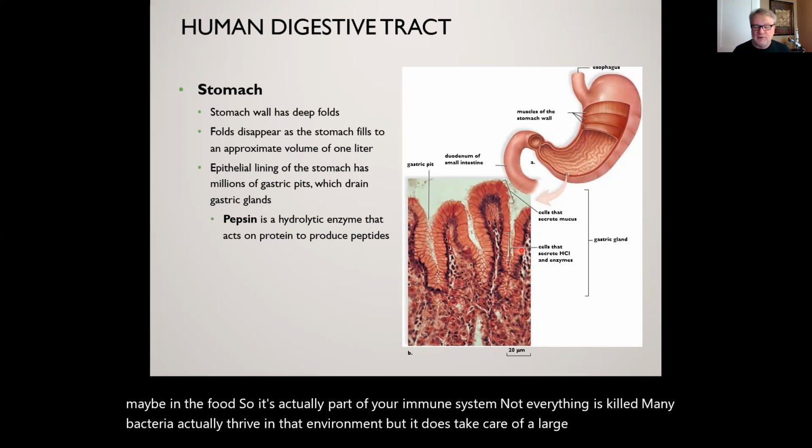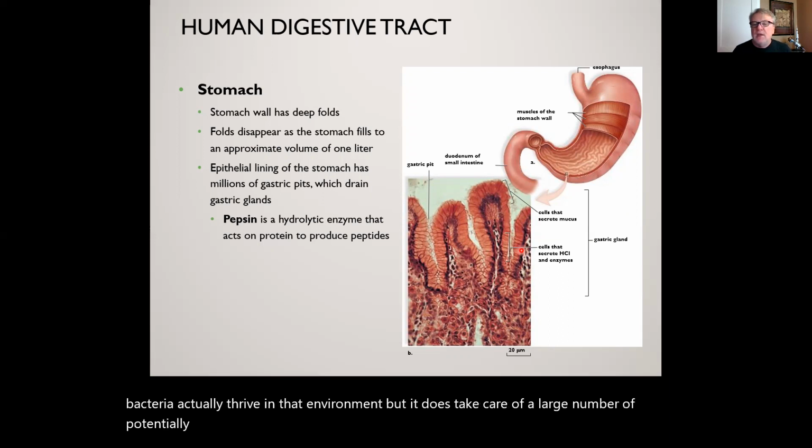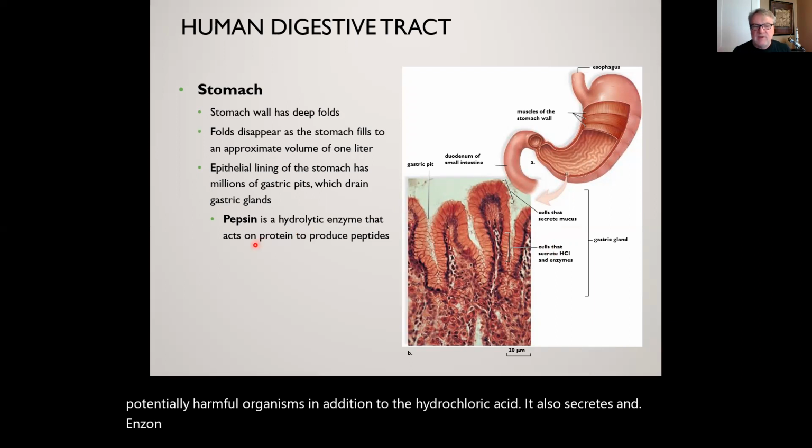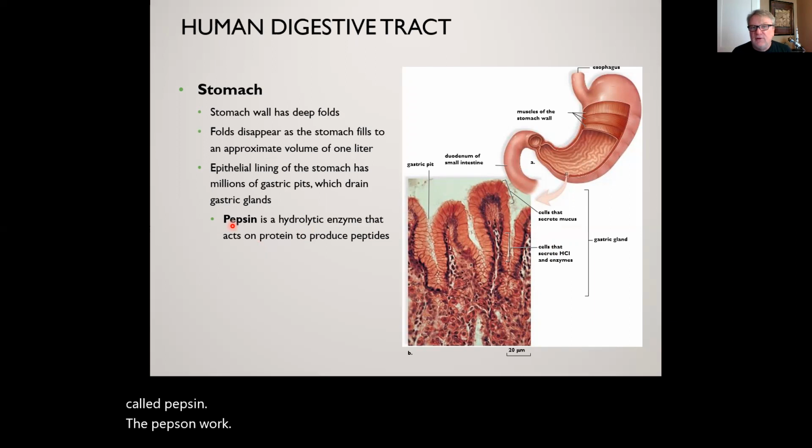In addition to the hydrochloric acid, it also secretes an enzyme. The enzyme that's secreted is called pepsinogen. It is a precursor to the hydrolytic enzyme called pepsin. The pepsin works specifically on large protein molecules and breaks the proteins down into smaller peptides.